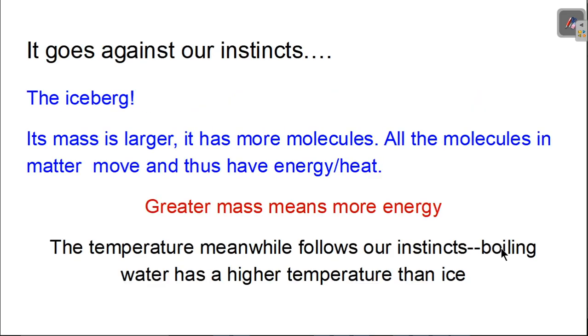Well, it goes against your instincts, but an iceberg would have more heat because heat has to do with the movement of molecules or atoms. And a massive iceberg has more atoms and molecules than a cup of tea. So the more molecules moving, the more energy you have there. The more energy you have, the more heat you have. So in your head, keep in mind that the greater the mass, the more energy you have present there. Now, temperature follows your instincts. The boiling water and the tea has a higher temperature than the iceberg. So heat and temperature are not the same thing.